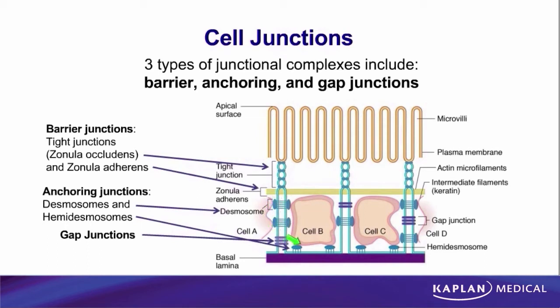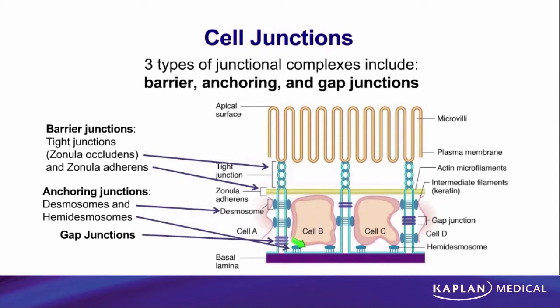Or if it's an epithelial cell connecting to a basement membrane, so you don't have another epithelial cell, then you only have half of a desmosome, just on the side that is on the epithelial cell. So you would call that a hemidesmosome. So desmosomes connect epithelial cells to epithelial cells. Hemidesmosomes connect epithelial cells to underlying connective tissue, basement membrane.